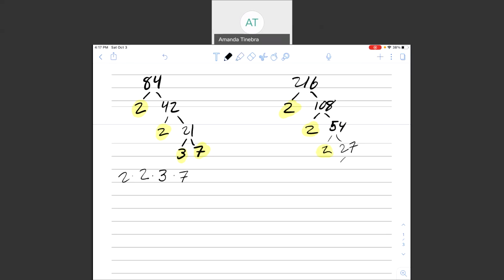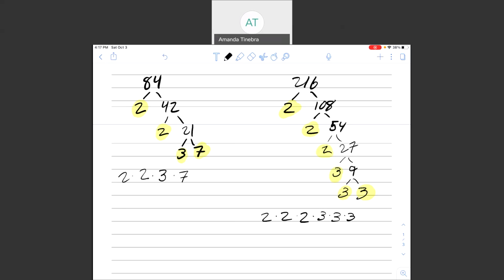27 is not divisible by 2, but if I do 27 divided by 3 on my calculator, I get 9. 3 is prime. And 9 comes out to 3 times 3. That's kind of a big tree there. But we seem to have everything now. So here we have 2 times 2 times 2 times 3 times 3 times 3. Again, just writing down the prime numbers that were at the ends of the branches. Okay?